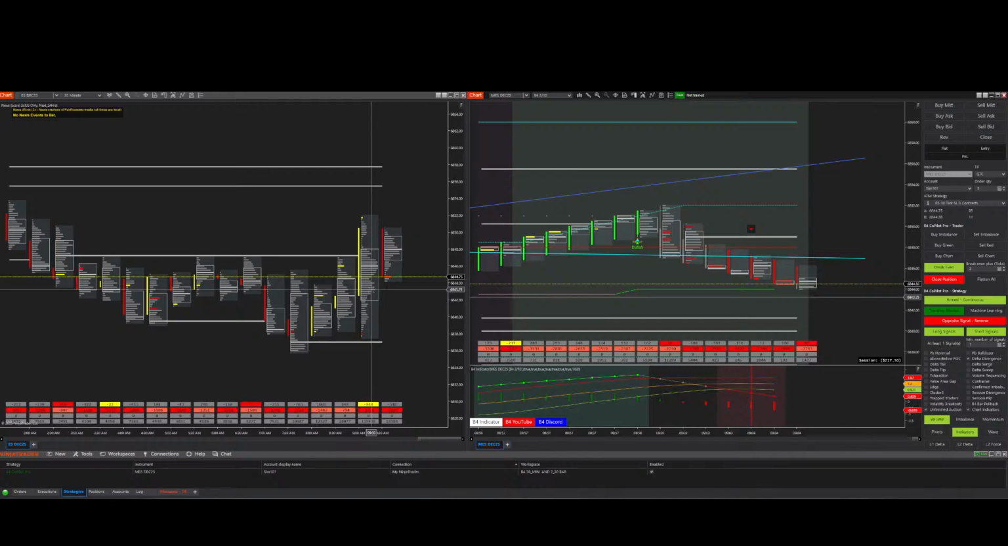Let's see what Ichimoku's giving us here. We're still bullish with our Ichimoku, which I use for forecasting, kind of to get the bigger picture of things, where we stand trend-wise.